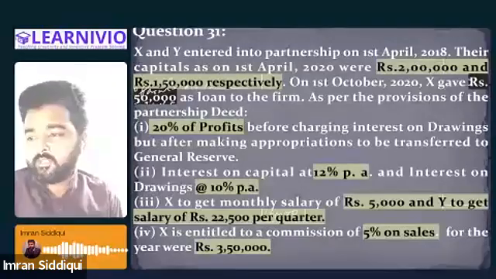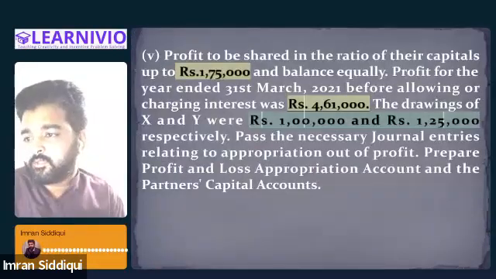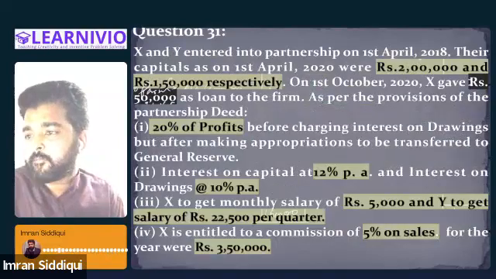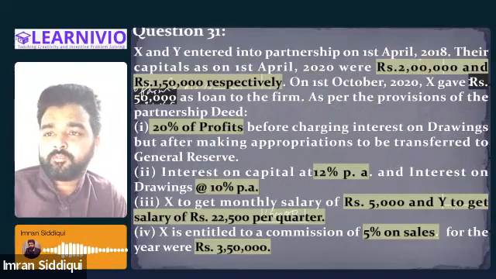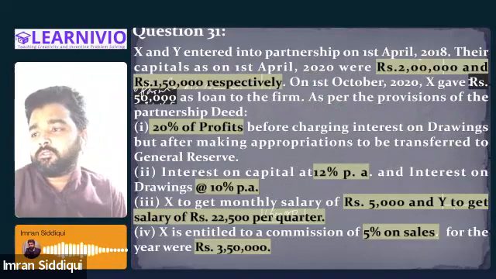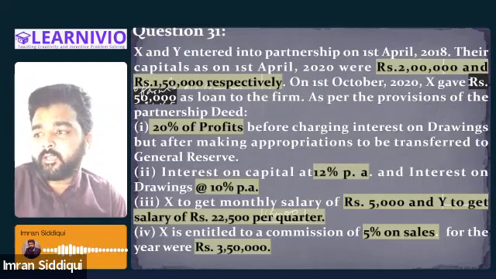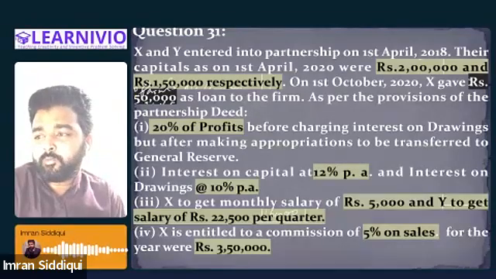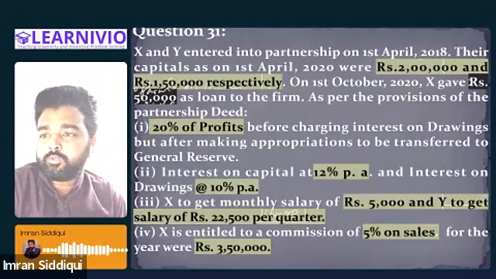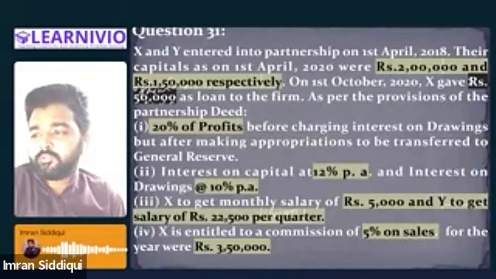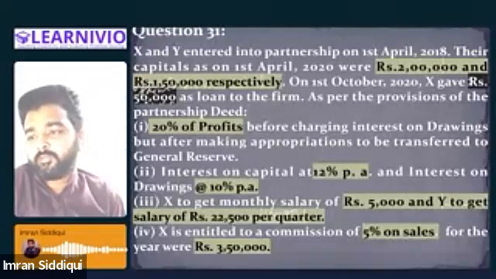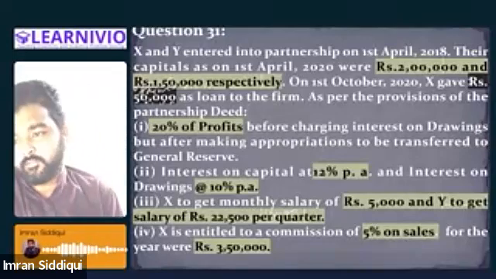This is a little lengthy question compared to the previous one. We have 5 adjustments in this question, which says that X and Y entered into partnership on 1st of April 2018. Their capital as on 1st of April 2020 were 2 lakh and 1,50,000 respectively. On 1st of October 2020, X gave rupees 50,000 as a loan to the firm. So X is giving certain amount of money as a loan to the firm. As per the provision of the partnership deed, 20% of the profit before charging interest on drawing, but after making appropriation, to be transferred to general reserve.